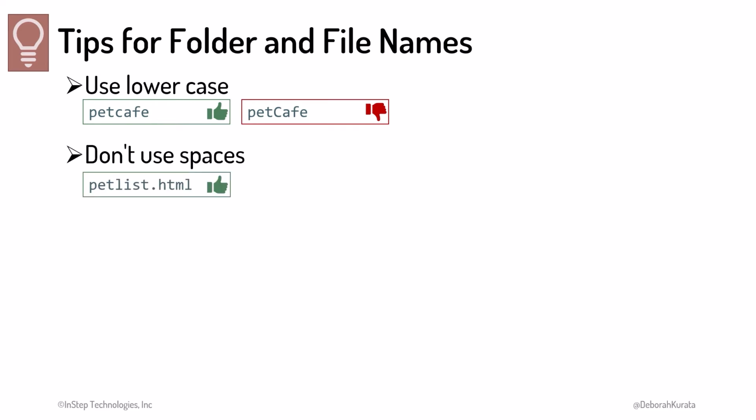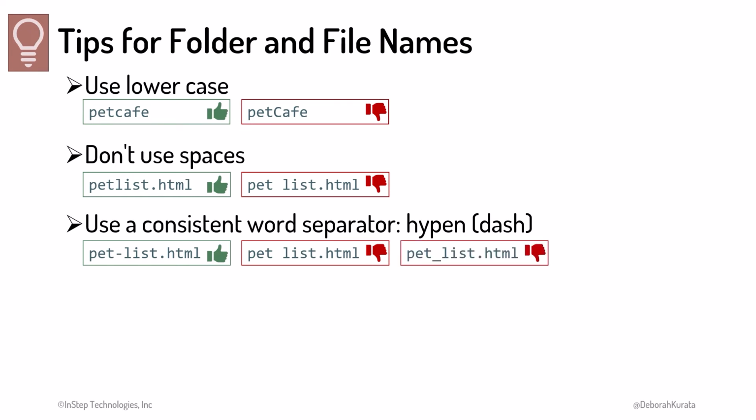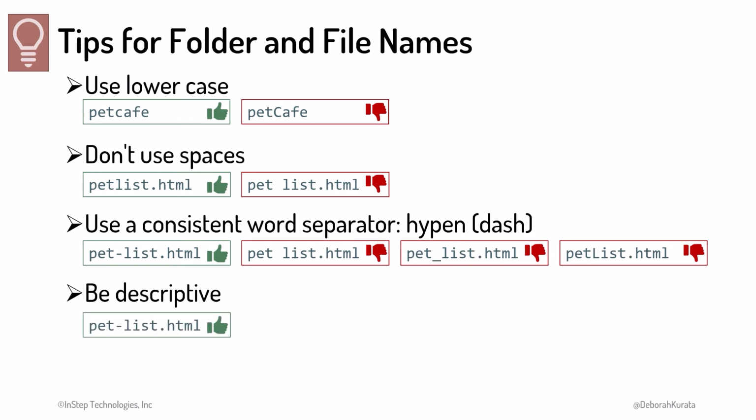Don't use spaces in folder or file names. Spaces aren't allowed in URLs, and since we include the folder and file name in the URL, we shouldn't use spaces in the folder or file names. Select a word separator and use it consistently. A hyphen or dash is the recommended separator, not a space, not an underscore, not a capital letter. Many search engines treat hyphens as word separators, so your file names will be better understood. Be descriptive. As you create more files for your website, they'll be easier to find with descriptive names.